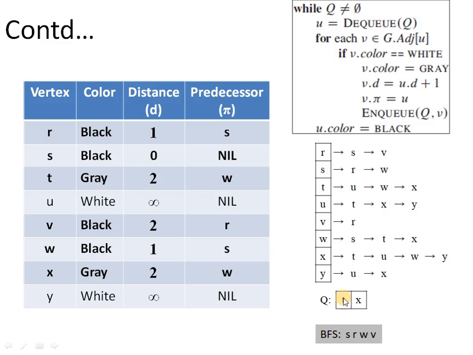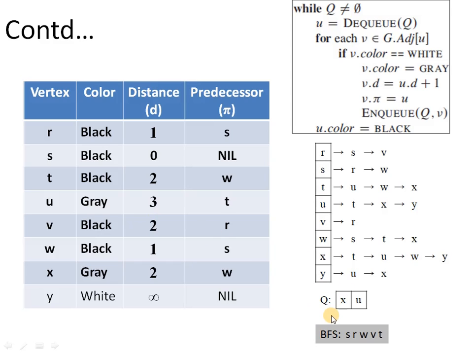Now comes the vertex T. It has first vertex, that is U, whose color is white. So it will be recolored to gray. Its distance will be distance of T plus 1, that is 3, and we are reaching here via T, so pi will have value T. So this is the update. We have DQ'd T and NQ'd U. Now further, we will get vertex W, whose color is black. So we will move further. We will get X, whose color is gray. So we are done. Now we have to recolor T to black. So that's all for the vertex T.